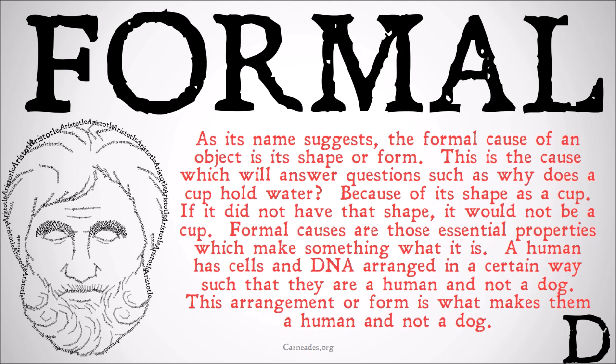A human has cells and DNA arranged in a certain way, such that they are a human and not a dog. The arrangement or form is what makes them a human and not a dog, because mostly the same elements are present in both. Just the way that we arrange the cells or the DNA within those cells is what changes.